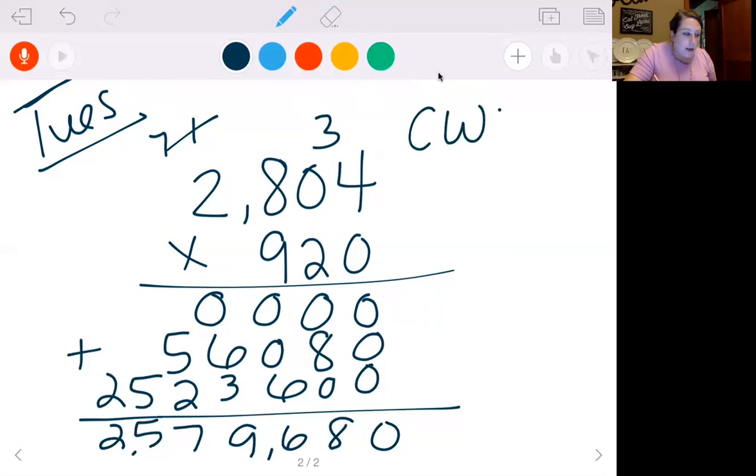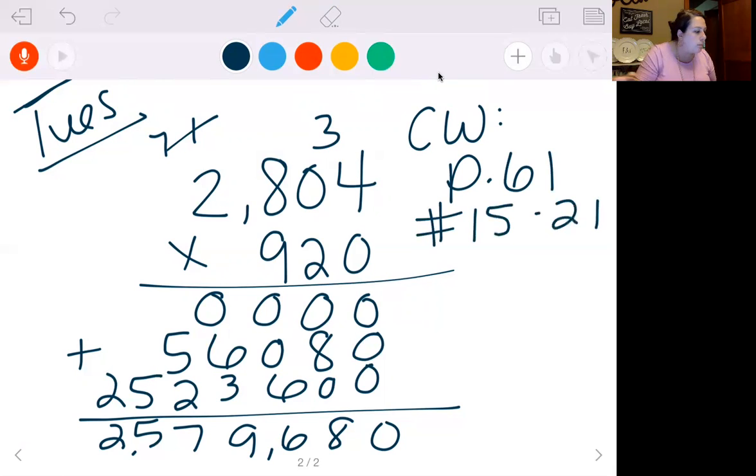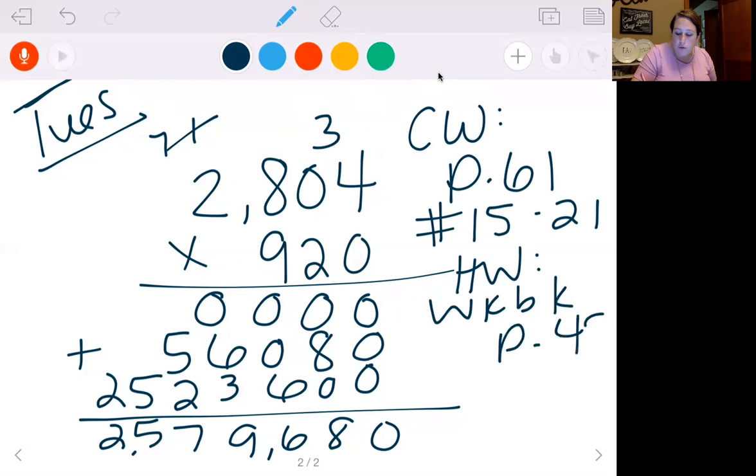So your classwork is going to be page 61, numbers 15 to 21, and your homework is workbook page 48. Okay, so this is your work for today. You can go ahead and get started. Tomorrow we'll be reviewing for the test you're going to have on Thursday, which is strictly multiplication.